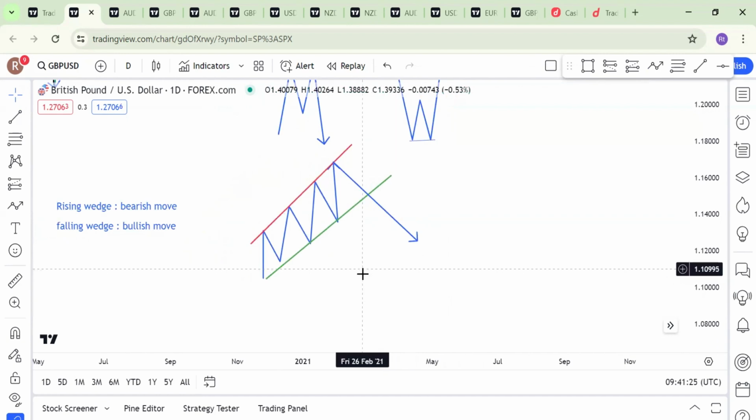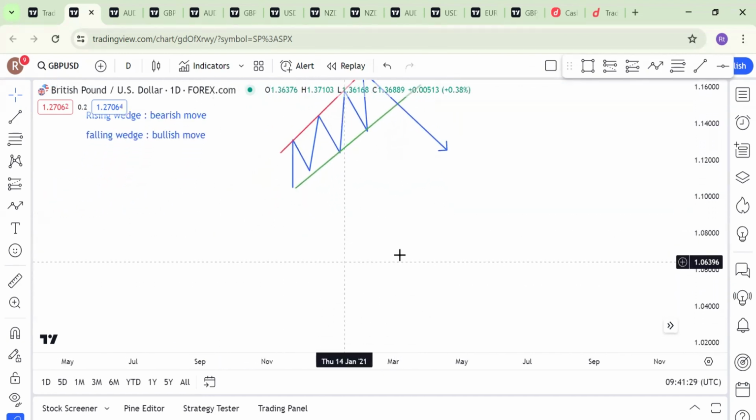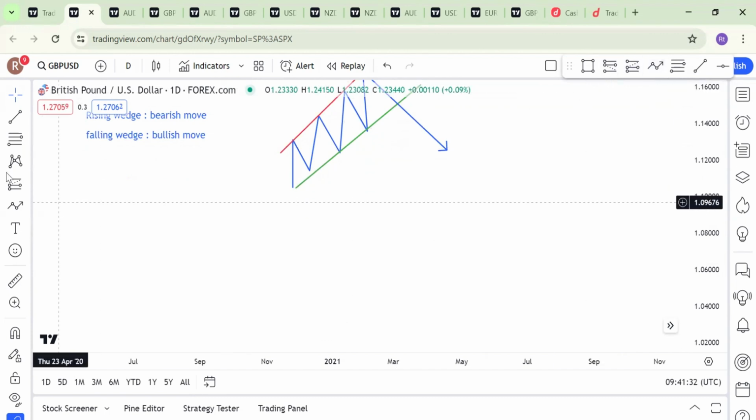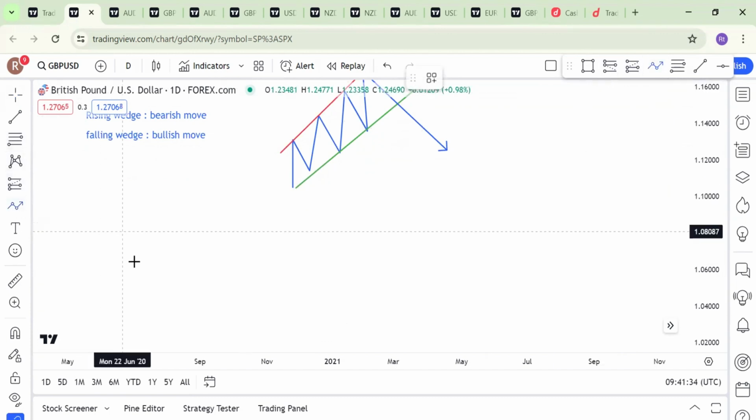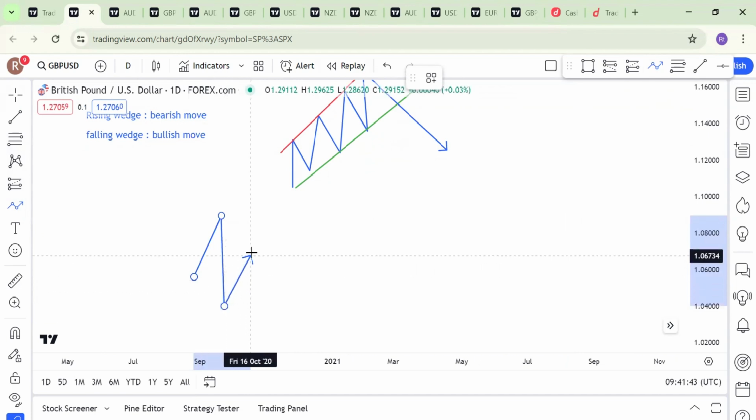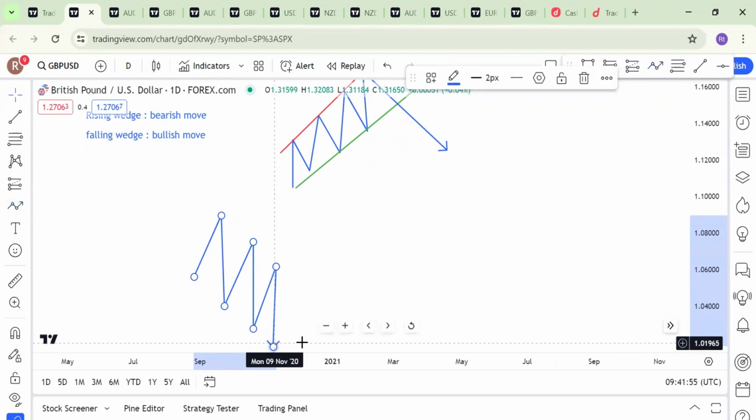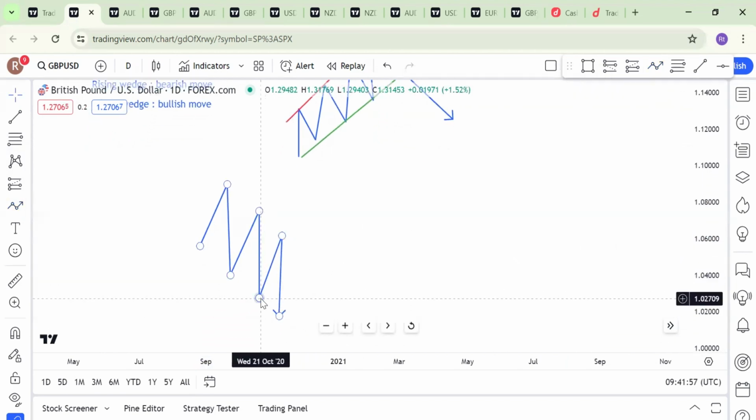Then for a bullish move, for the falling wedge, we have something like this. We have a downtrend. So if you've not seen our videos on trend, this is the best time for you to check out our past videos.